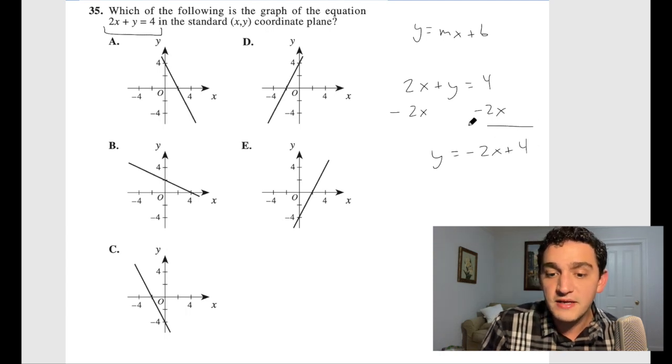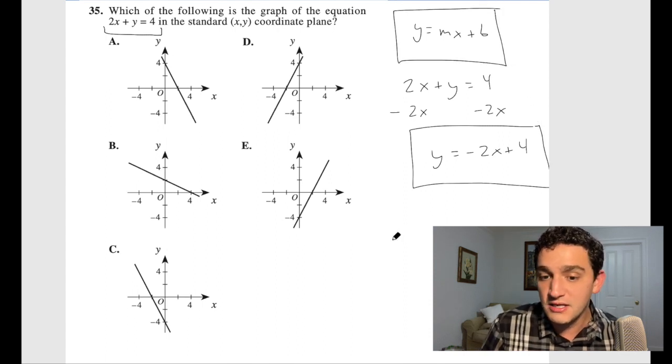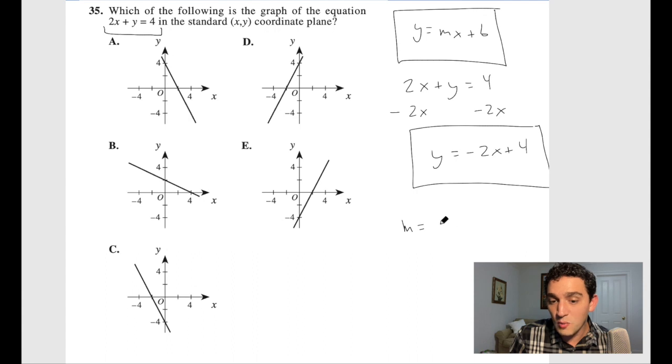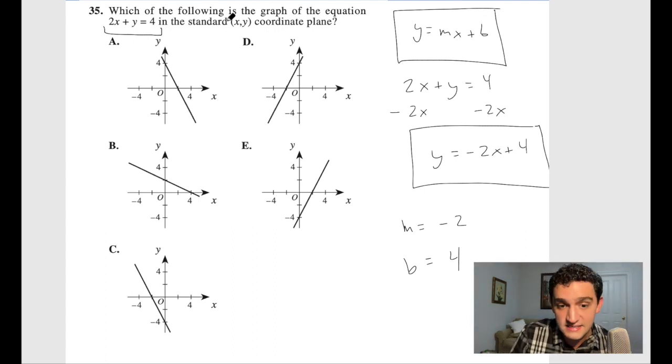When we compare this to the y equals mx plus b model function, it looks like m, or the slope, is -2, and b, or the y-intercept, is +4. Which of these lines has a slope of -2 and a y-intercept of +4? Well, we know if the slope is negative, it's got to be going downwards. We can cross off D and E.